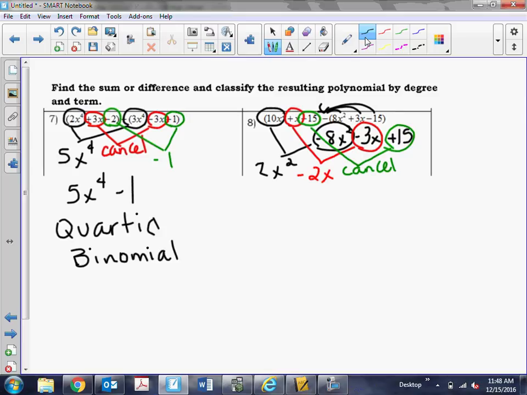So if we retake a look at my answer, I get 2x squared minus 2x. Because this has a degree of 2 and it has two terms to it, we would consider this to be a quadratic binomial.